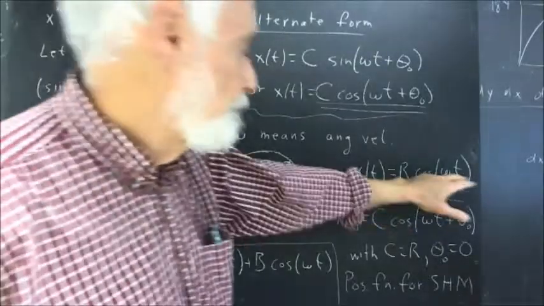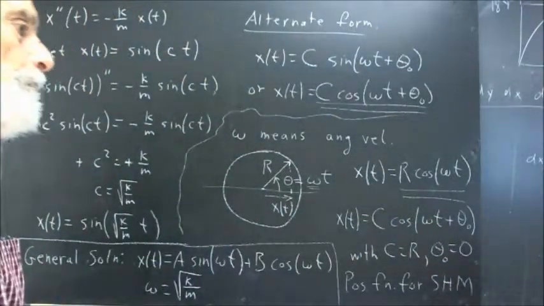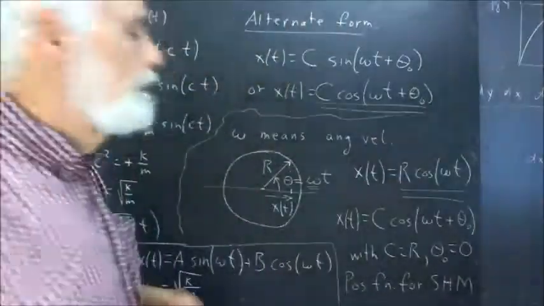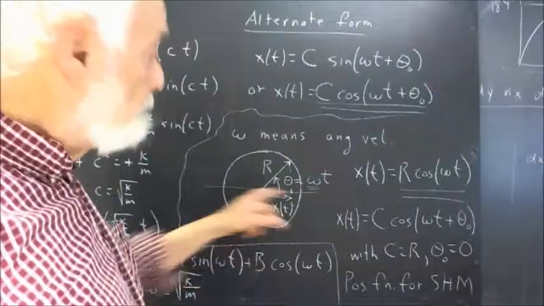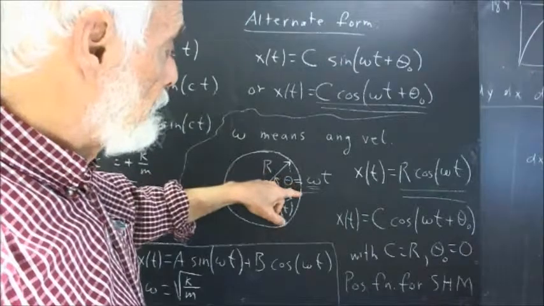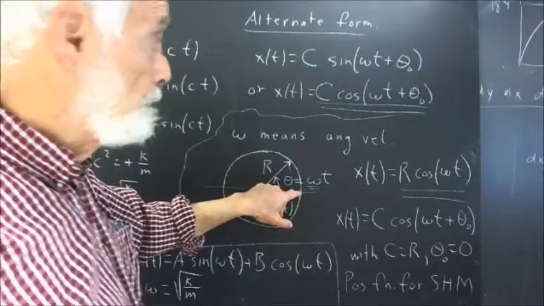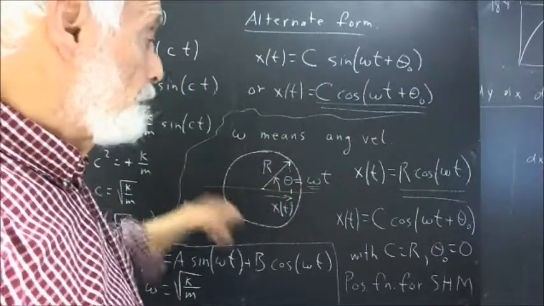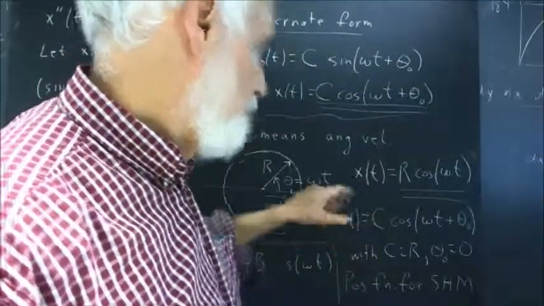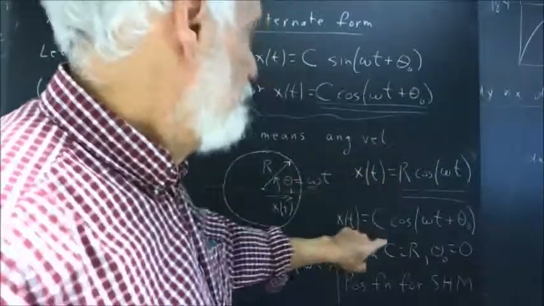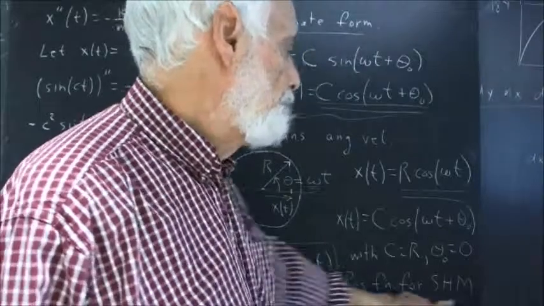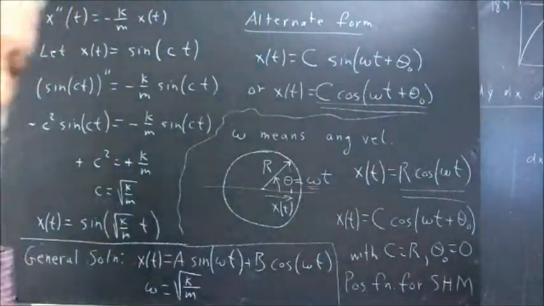Okay, so x of t is r times the cosine of omega t, and we can represent that then as the x component of motion of a point around the reference circle, where the point starts at theta naught equals 0 and moves with angular velocity omega. Okay, and I just comment here that this x of t is of this form with theta naught equals 0 and c equal to r. And that is a position function for simple harmonic motion.